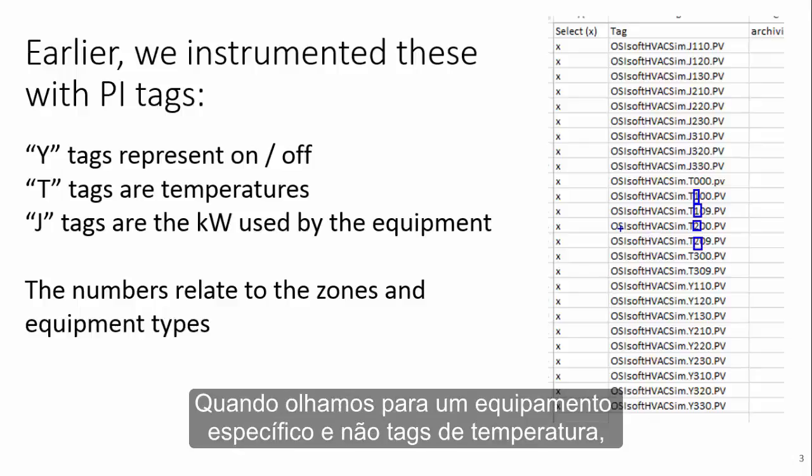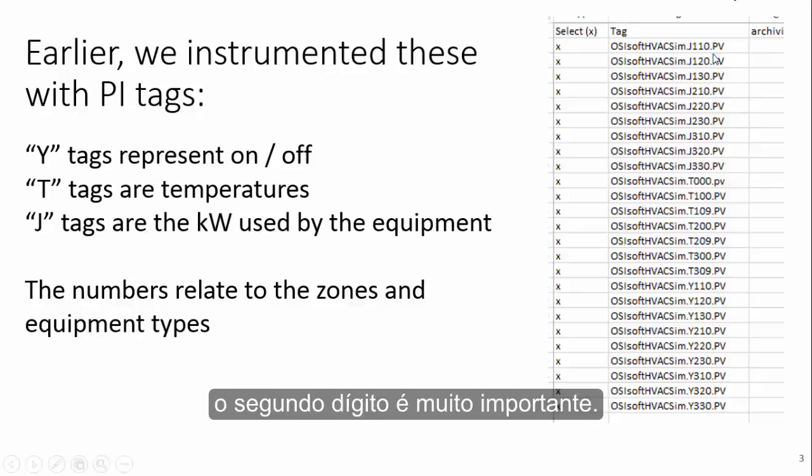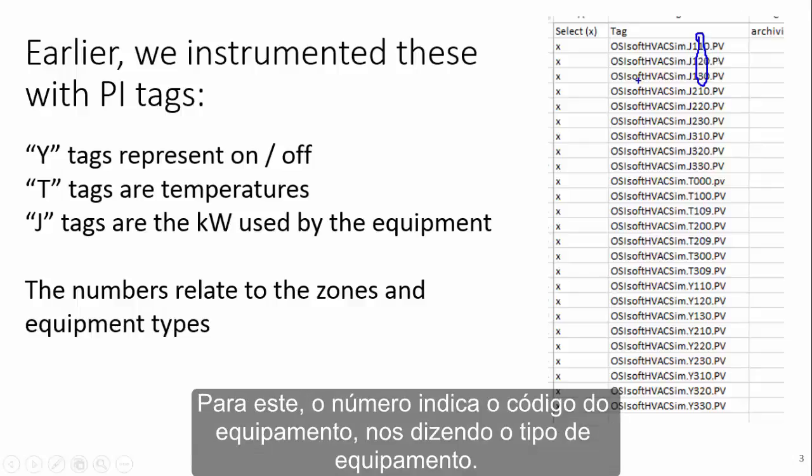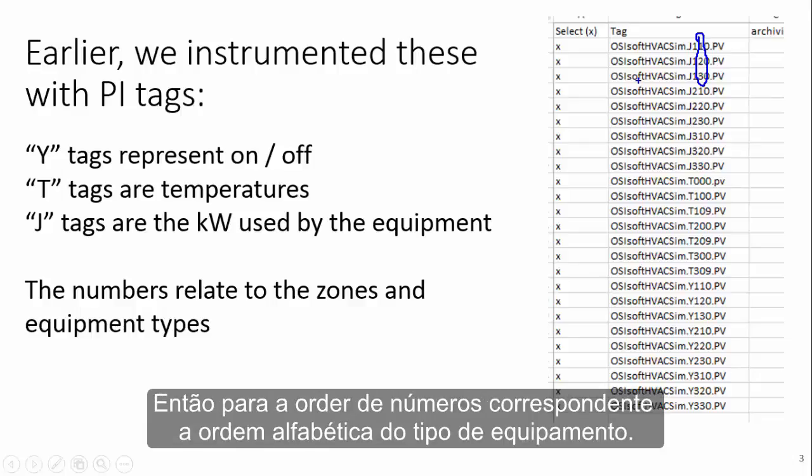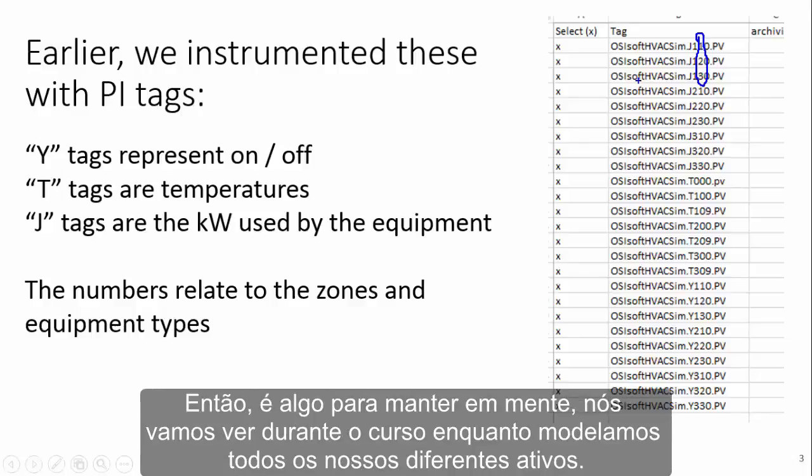Now when we're looking at specific equipment and not temperature tags, the second digit is very important. For this one, the number will indicate an equipment code telling us which type of equipment it is. And in this case, the number 1 is for blowers, the number 2 is for chillers, and the number 3 is for heaters. So the order of the numbers corresponds to the alphabetical order of the equipment type. So that's just something to keep in mind, and we'll see that throughout the course as we start modeling all these various assets.